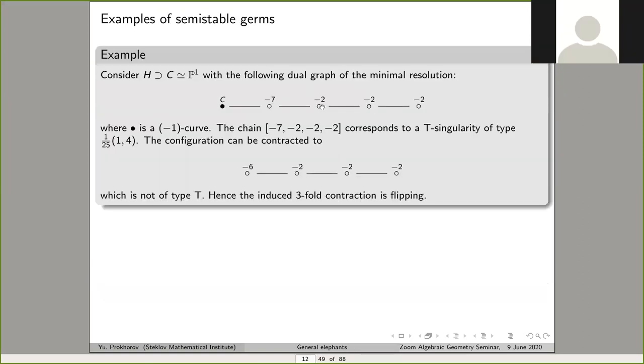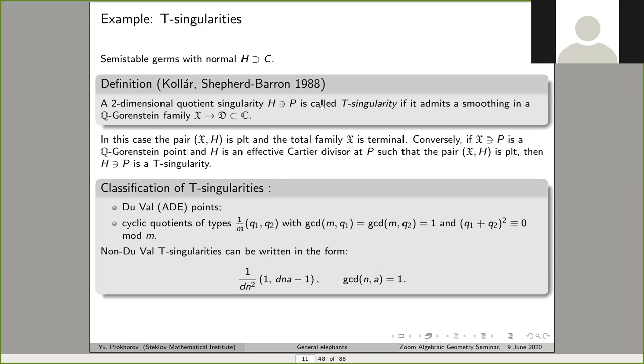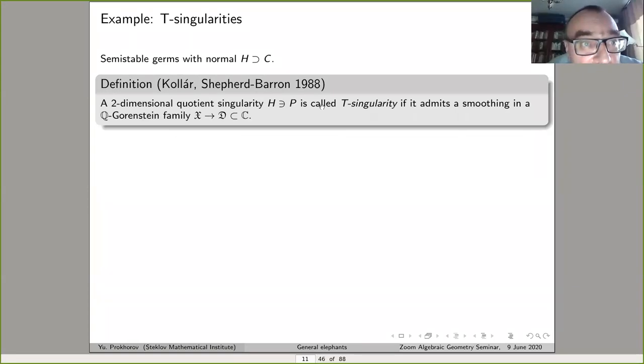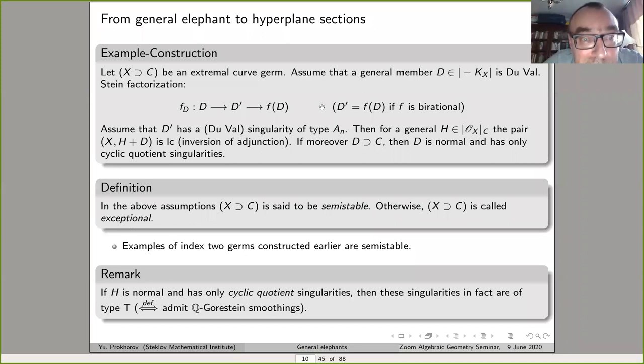Okay, now why in this definition do you assume the singularity to be a quotient? Go back. You see, from this, we know that X is the cyclic quotient group, because I consider a semi-stable case. Right, but I'm asking, it's a general definition for these T singularities. Maybe it's automatic, if it has such a smoothing.